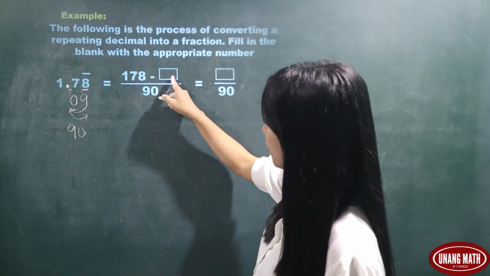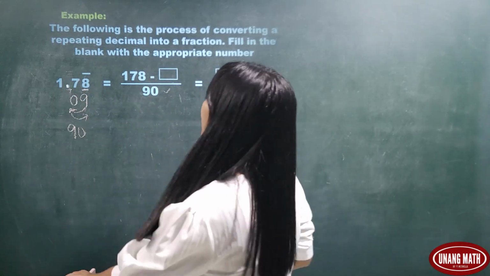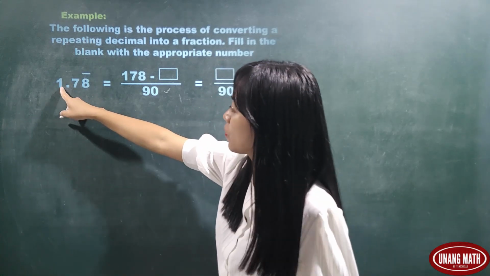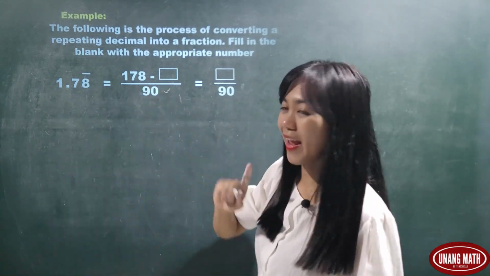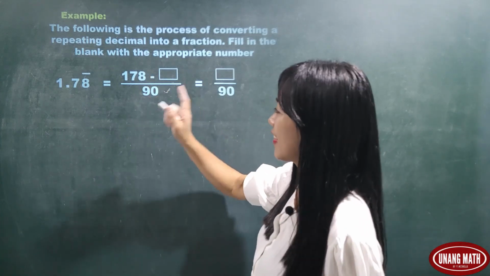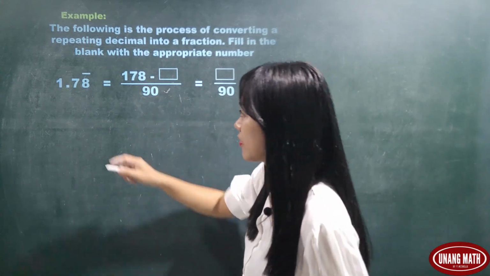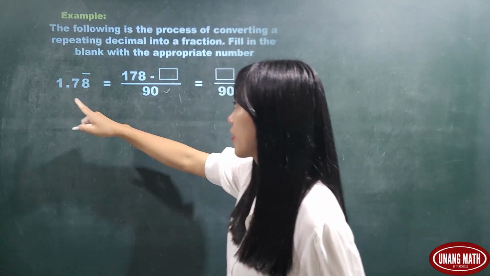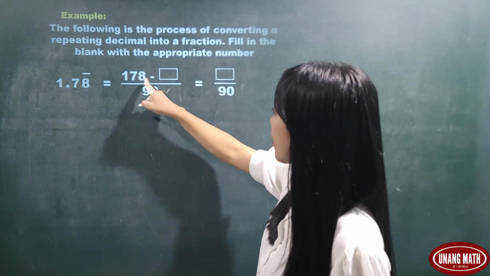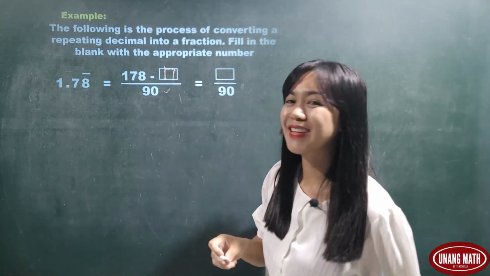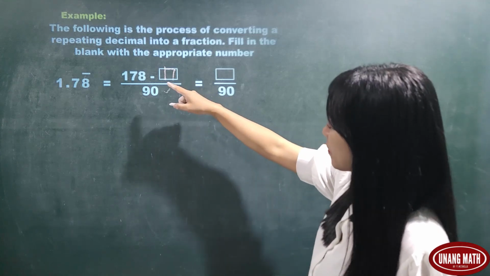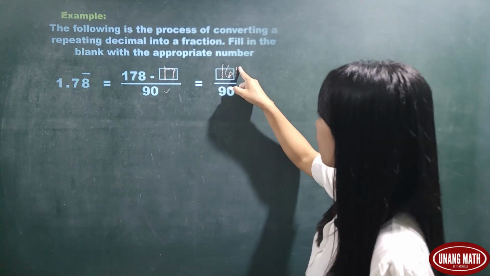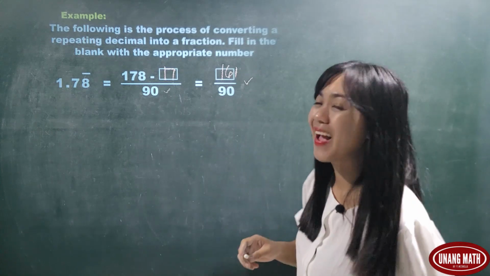And to get the numerator, okay, first, get all the digits without minding the decimal point. So we have 178 minus the non-repeating digits. 8 is the only digit that's repeating. 1 and 7 are not repeating. So that means 178 minus 17. Okay, 178 minus 17, this is equal to 161. So we have 161 over 90.